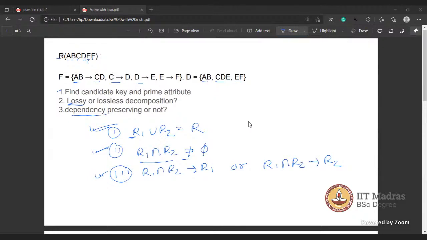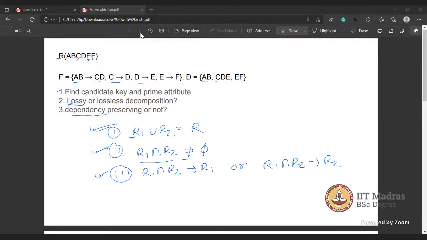These are the only conditions you need to check whether the decomposition is lossy or lossless. This condition is applied when we decompose one relation into R1 and R2. If we are decomposing this relation into n number of relations, then for the first condition we check R1 union R2 union R3. What Subhendu is doing with R12 is also correct, but it is applicable only for checking the first condition. We cannot apply R12 to the second condition because there is no common attribute between R1 and R2, right?